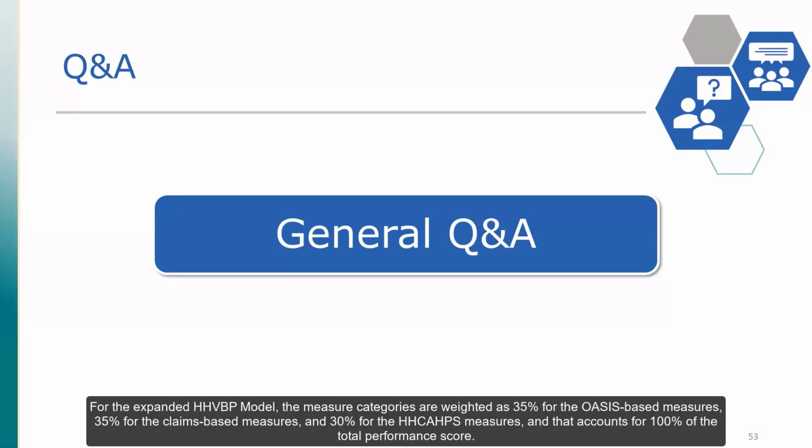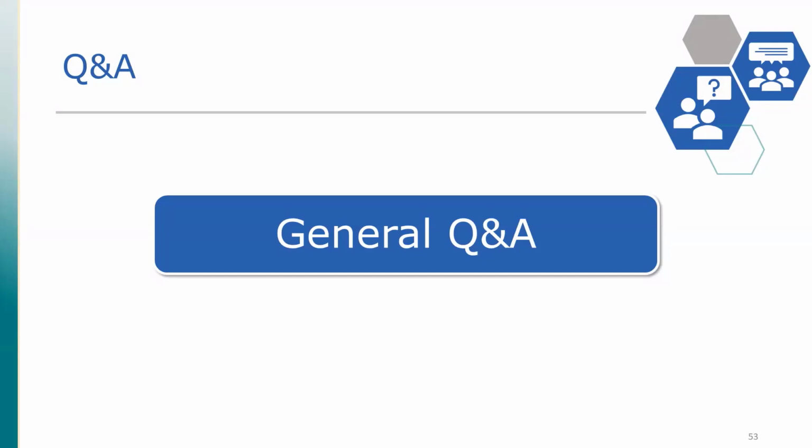For the expanded HHVBP model, the measure categories are weighted as 35% for the OASIS-based measures, 35% for the claims-based measures, and 30% for the HHCAHPS measures, and that accounts for 100% of the total performance score.